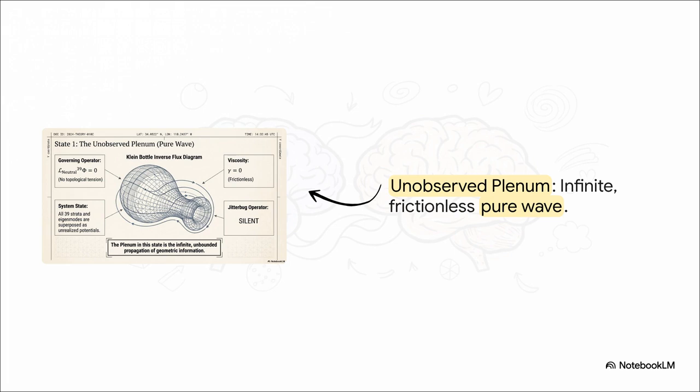Without an observer, the universe is just an infinite, frictionless, pure geometric wave, governed by what's known as the neutral Laplacian. In this state, there's 0 viscosity, 0 friction, and no localized particles whatsoever. It exists purely as propagating geometric information. It's the neutral kernel, the perfect, undisturbed silence before any measurement happens.